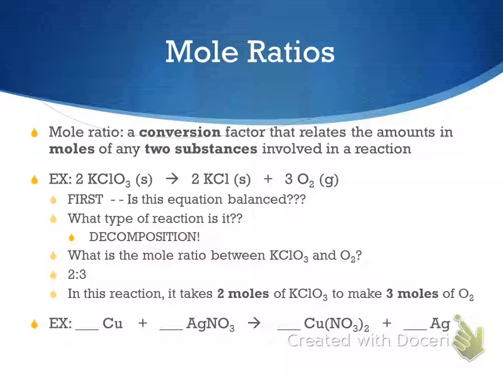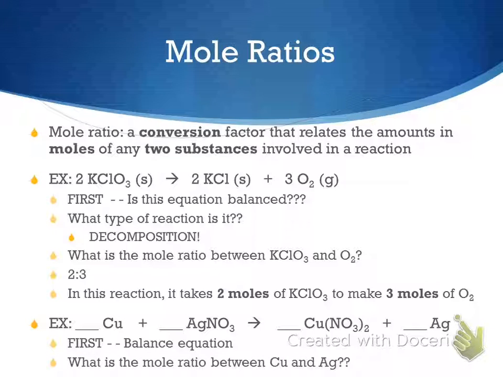So let's go ahead and balance this reaction. Okay, we're going to go ahead and balance the reaction, and then we're going to talk about mole ratios. So do we have a balanced reaction here? What should our coefficients be? Good, 1, 2, 1, 2. Okay, we needed 2 nitrates, so we had to add a 2 here, which means we need 2 silvers as well. Okay, so 1, 2, 1, 2.